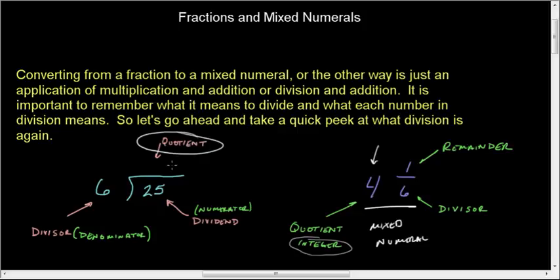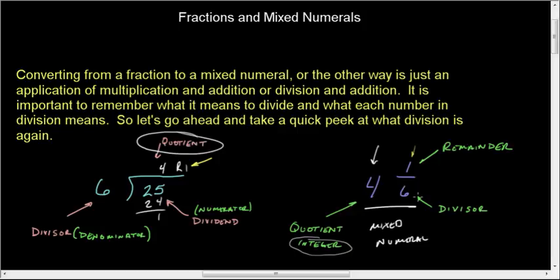Now, the quotient here, we just had a number, but if we divided 6 into 25, we'd have 4. 6 goes into 25 4 times. That gives us 24. We have a remainder of 1. Now, if you look at it, the remainder becomes the new numerator, and your divisor becomes the denominator. Your divisor is always the denominator, always.